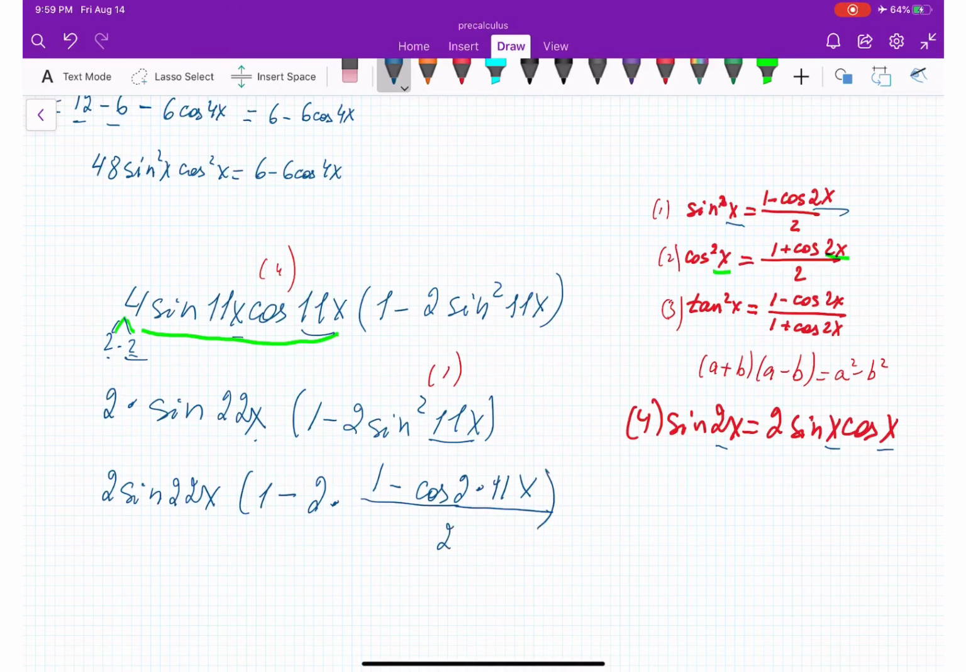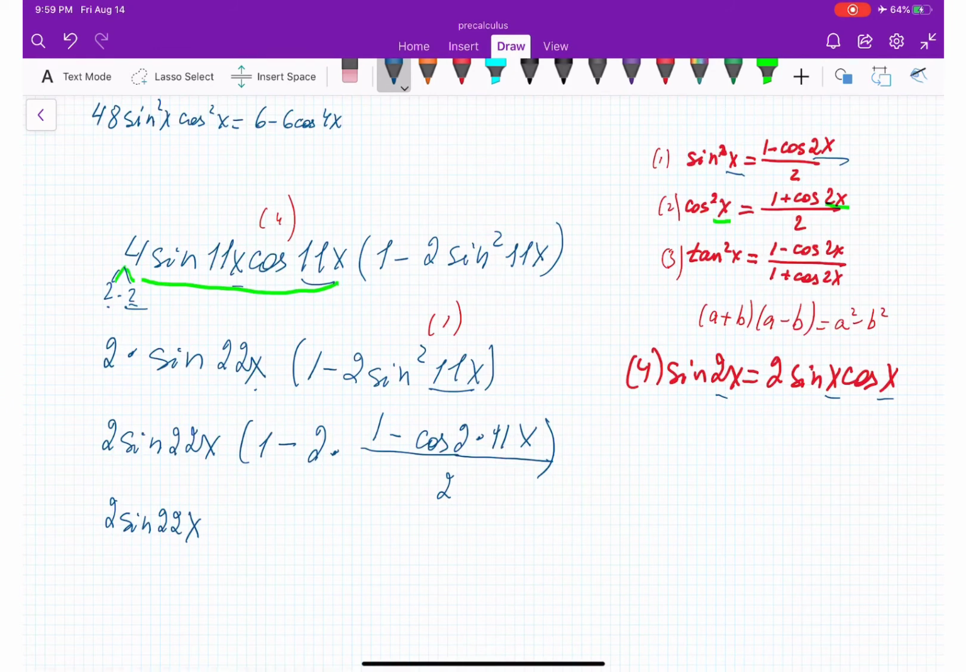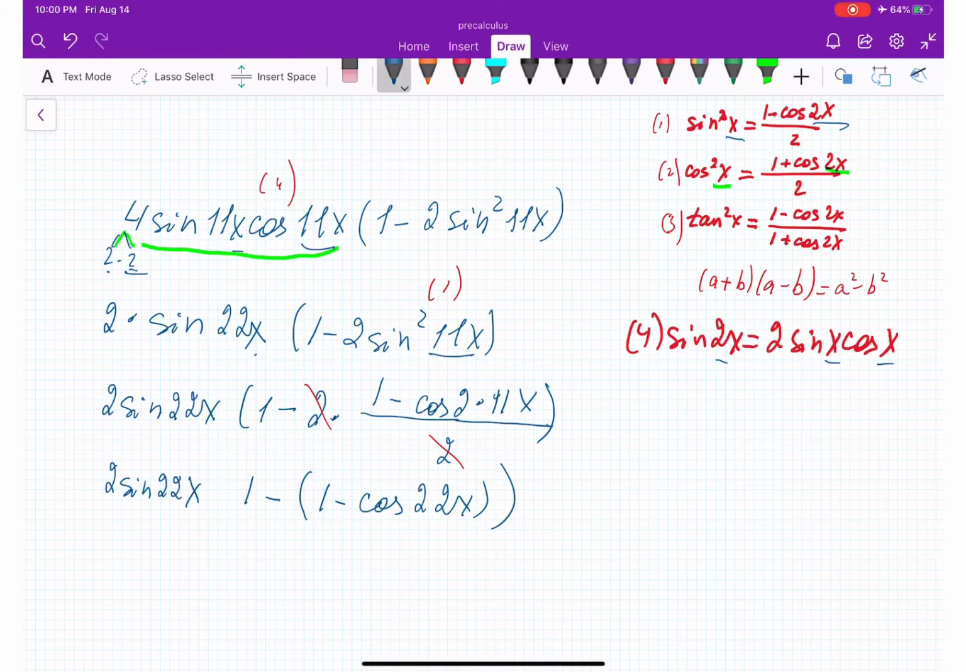Okay, so from here we're going to do some changes. 2 sine 22x. Let me separate. This 2 is going to cancel with this 2, and I'm going to get 1 minus cosine 22x. Let me change, instead of parentheses I can put square brackets. It would be nicer because I have already used parentheses inside, so outside I will use square brackets.